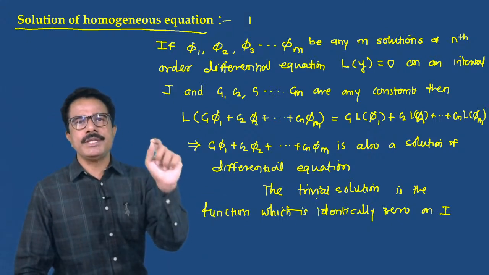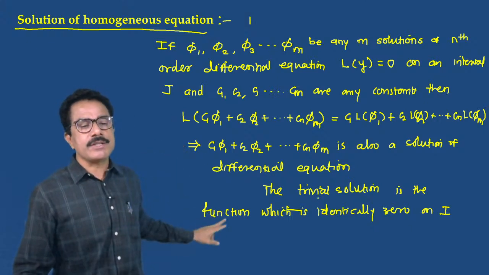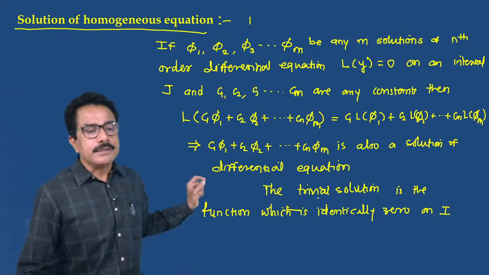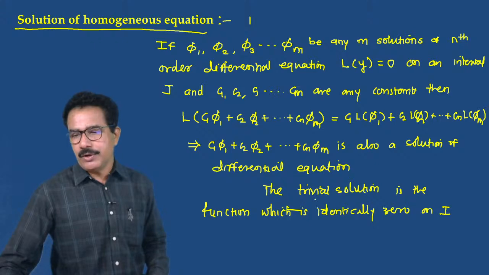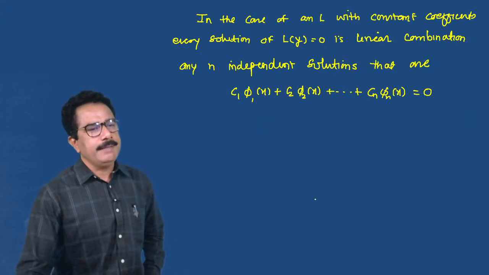Solution of a homogeneous differential equation with a variable coefficient is of the trivial type solution. What is meant by trivial type solution? The trivial solution is the function which is identically 0 on I. Okay?